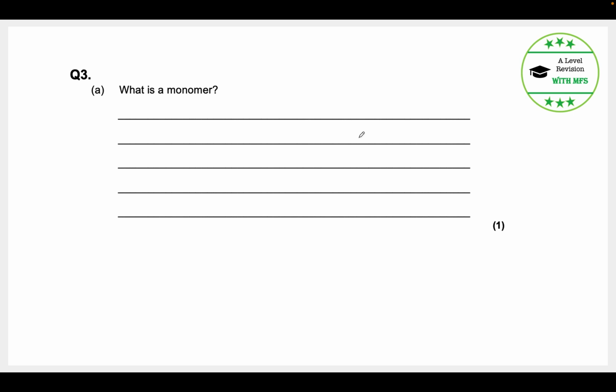Okay, final question, nice and easy one to finish. What is a monomer? Well, a monomer is basically the small repeating unit which makes up larger polymers. Okay, so it's the small repeating unit which makes up larger polymers. Okay, and that would be worth 1 mark.